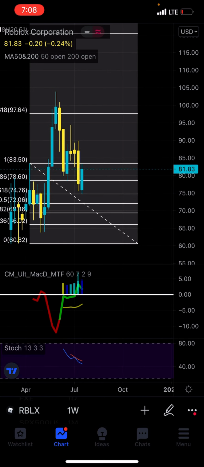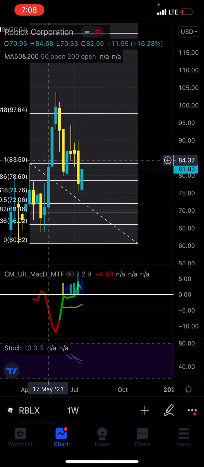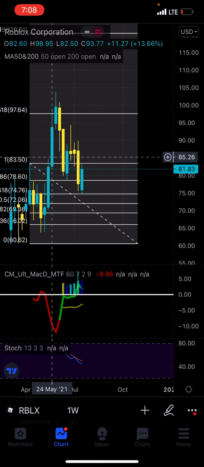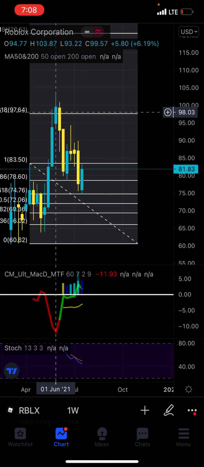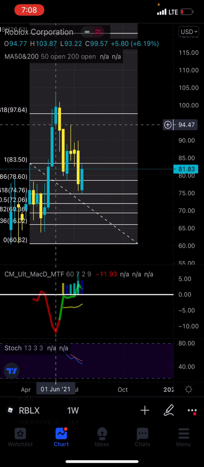So if we were following the breakout strategy, where would we have entered? We would have entered at the week of May 21st. Sorry, the week of May 24th. So you would have entered somewhere around this range right here. And thankfully for Roblox, you would have probably made your profit immediately in the following week. 100%, you would have made your profit in the following week.